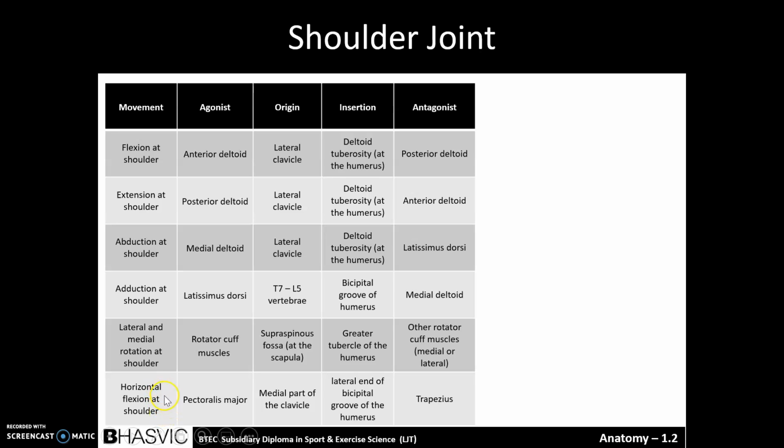Horizontal flexion at the shoulder. The agonist would be the pectoralis major. The origin of this would be the medial part of the clavicle, the middle area of the clavicle. The insertion of this would be at the lateral end of the bicipital groove of the humerus, and the antagonist would be the trapezius, working not against, but creating slight resistance to the pectoralis major.